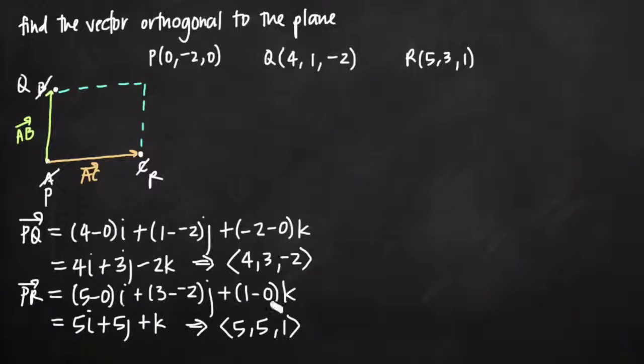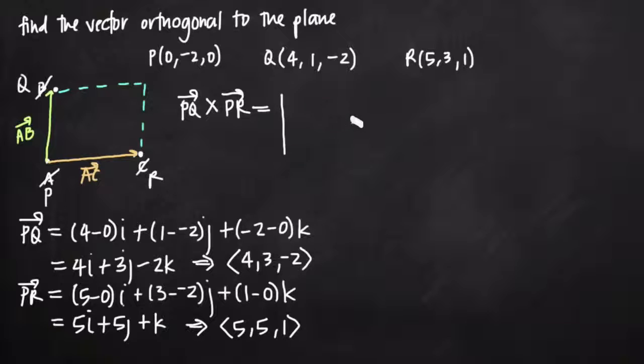Now the cool thing is that all I need to do to find a vector which is orthogonal to the plane defined by these two vectors is to take the cross product of my two vectors, PQ and PR. So my cross product is going to be vector PQ times PR. Remember, we denote the cross product with this multiplication symbol, x, which distinguishes it from a dot product, where we have just the dot in the middle. So that's going to be my cross product.